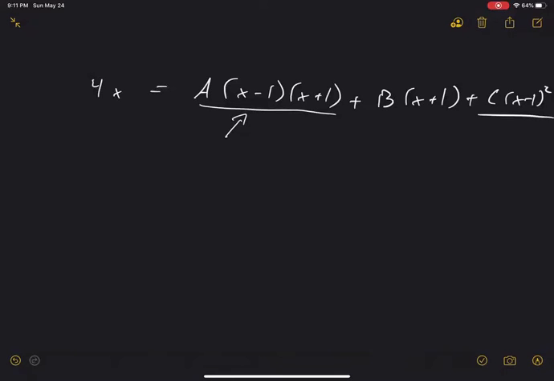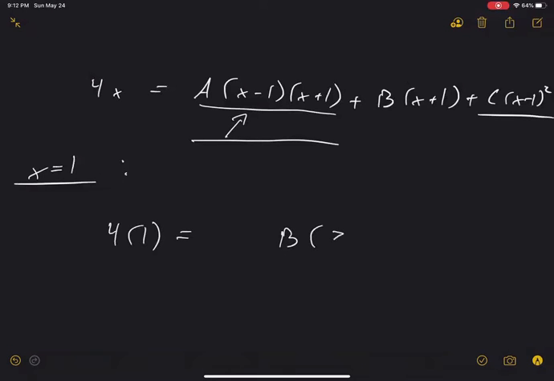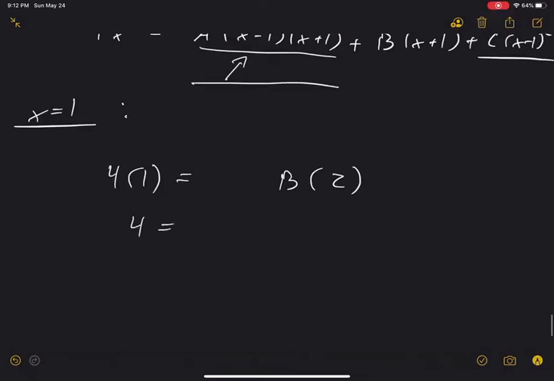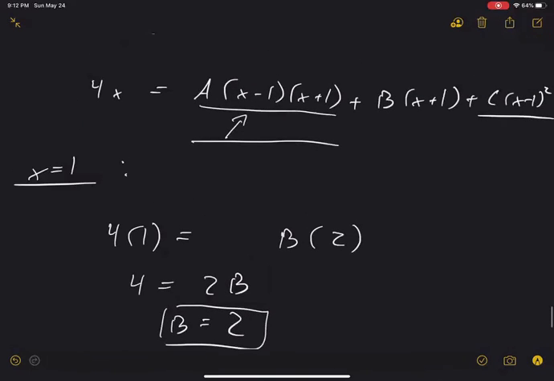So if I plug in x equals 1, on the left side I would have 4 times 1 equals, okay, this is going to cancel. I'd have b times 1 plus 1, so b times 2, and then that's it. So I'd have 4 equals 2b, so b equals 2. Okay. What other numbers could I plug in to get some cancellations? I plugged in positive 1. What if I plug in negative 1? That should give me a 0 there, right?